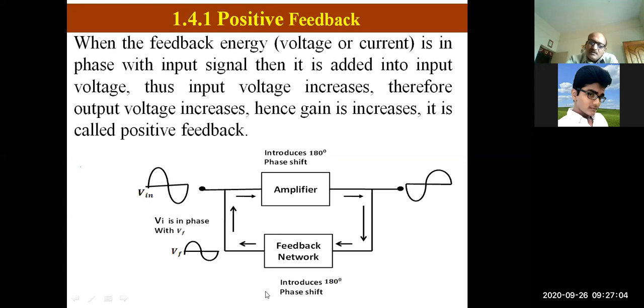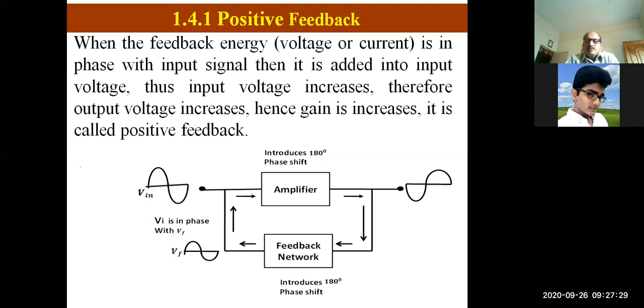Also here there is a positive cycle, then here we get the negative cycle. That means this feedback network also produces a 180-degree phase shift. The amplifier circuit also produces a 180-degree phase shift. Total phase shift becomes this 180 degree plus this 180 degree, a 360 degree. Such positive feedback can be used in an oscillator circuit.